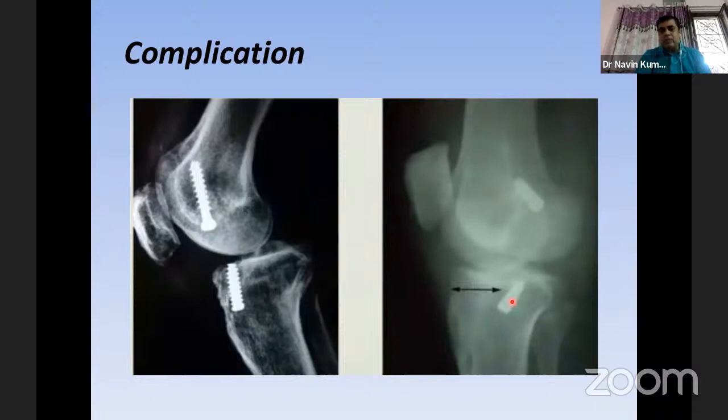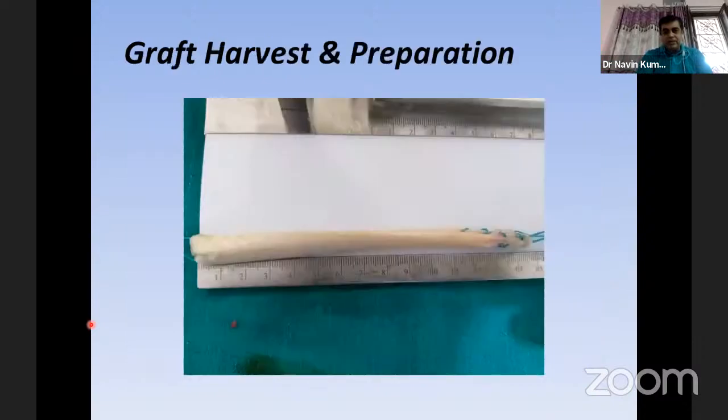And when your tunnel is more vertical, then again the anteroposterior stability you can gain, but again you have a problem with rotational stability. It becomes very similar to the transtibial technique. So one has to be very careful while placing it. It should not be too anterior, it should not be too posterior. Similarly, it should not be too medial or too lateral also. If you are too medial or too lateral, then you are damaging the condyle, the articular surface.